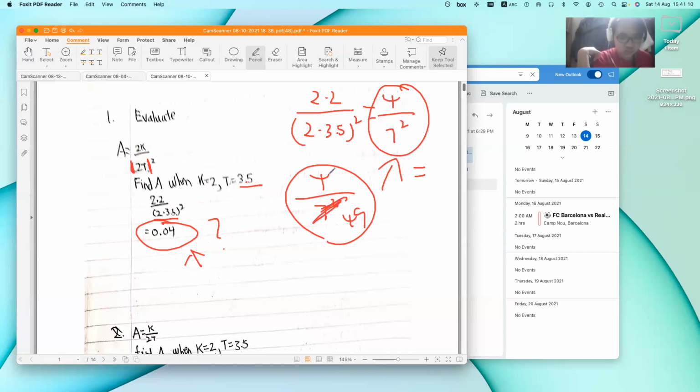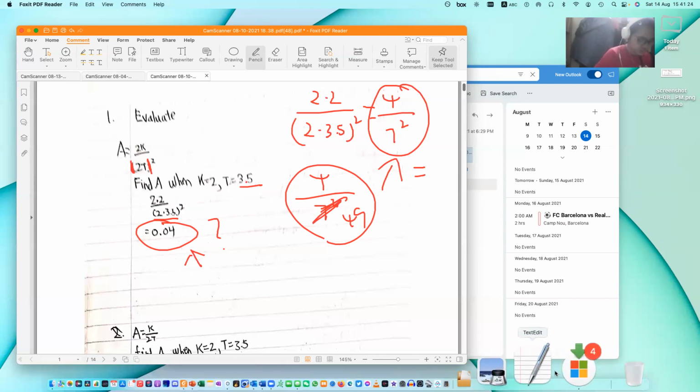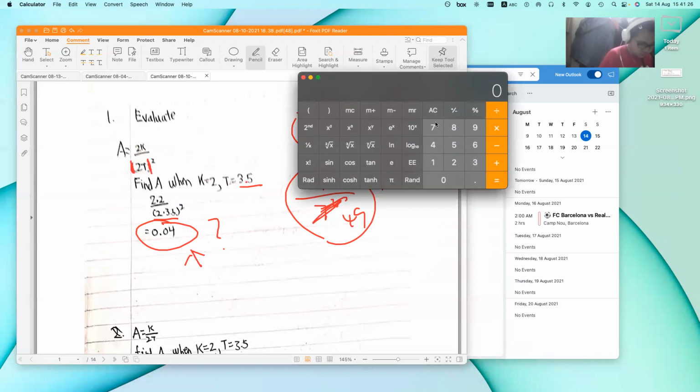Once again, I ask you to help me out. 4 divided by 49. Check it out. What's the answer? 0.08. 4 divided by 49. You sure now? 0.08. Wait. Can you not see my screen? Who say 0.08? Who say? You still say yeah. Why yeah? Who say 0.08? Who say?